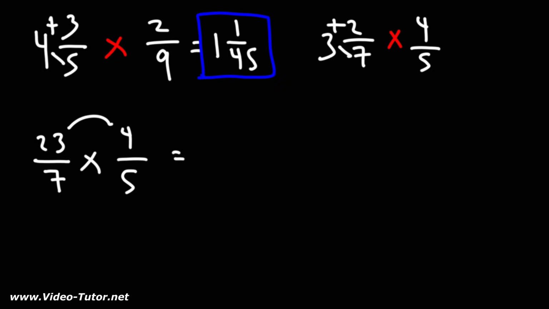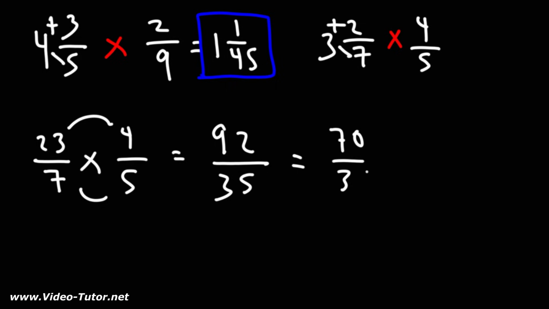So let's multiply across. 23 times 4. 2 times 4 is 8, so 20 times 4 is 80. And 3 times 4 is 12, so 80 plus 12, this is going to be 92. 7 times 5 is 35, so we have this. Now, the highest multiple of 35 under 92 is 70. And 92 minus 70 is 22.